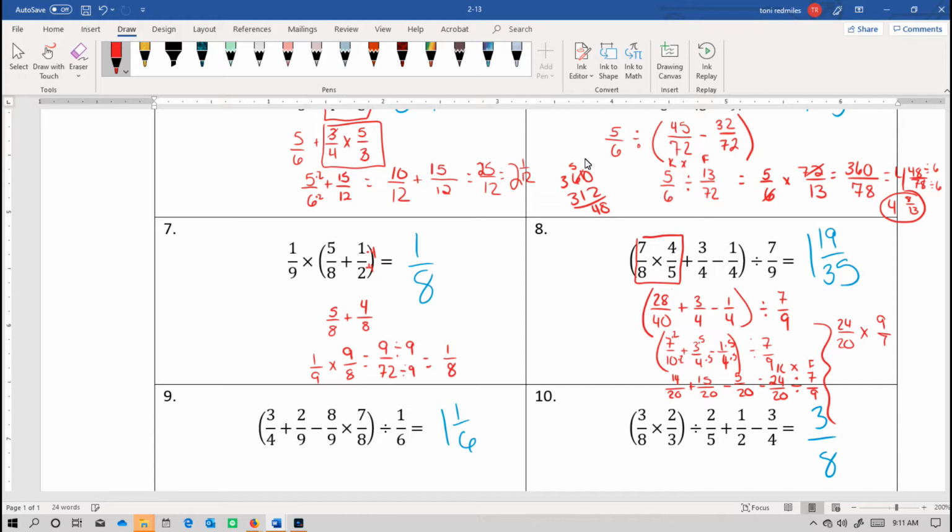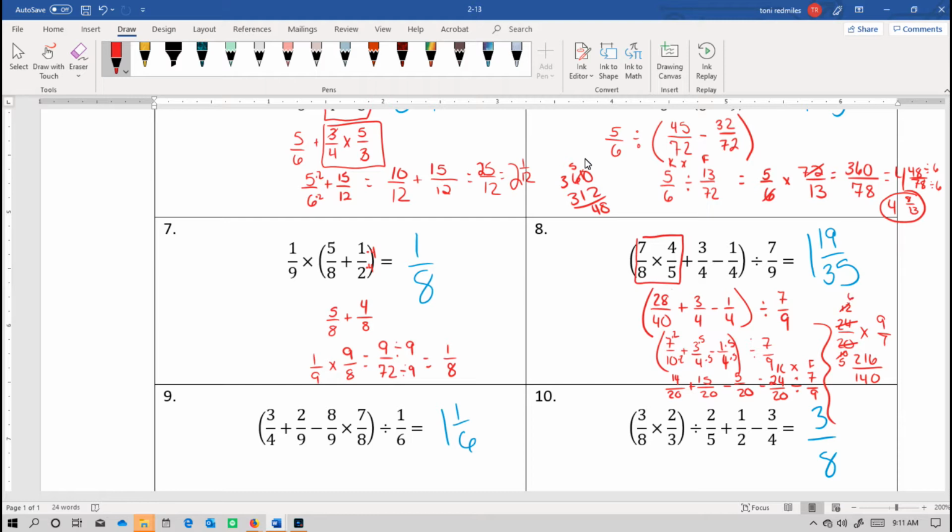If you cross reduce, there's really nothing to cross reduce in this one. We just have to do the math, which is 24 times 9. 24 times 9 is 216, and 20 times 7 is 140. Now, I could have done a little bit of cross canceling. I could have said 2 goes into 24 12 times, and into this 10 times. 2 goes into 10 5 times, and into this 6 times.